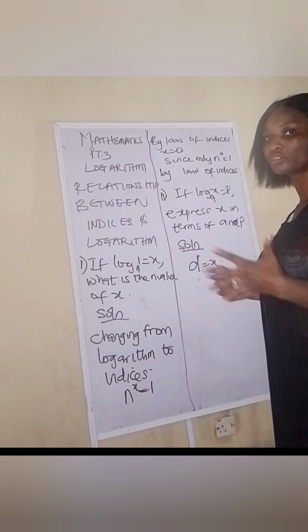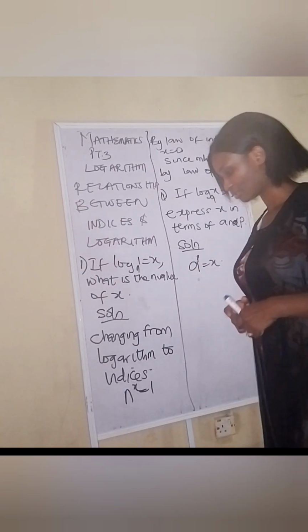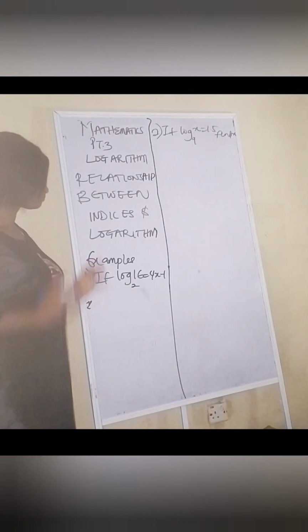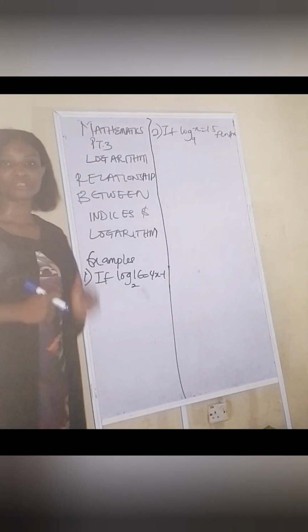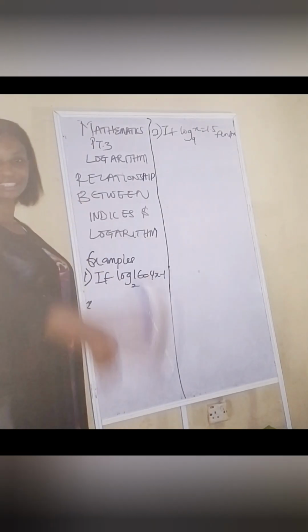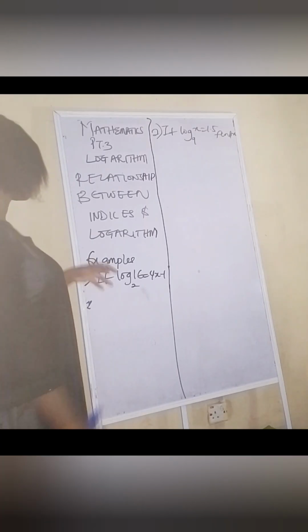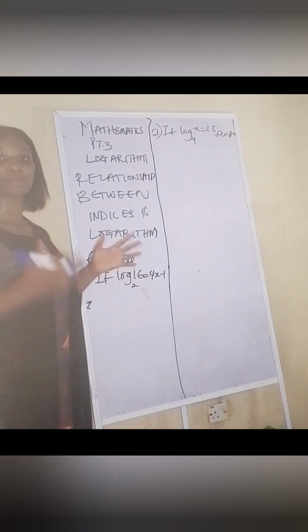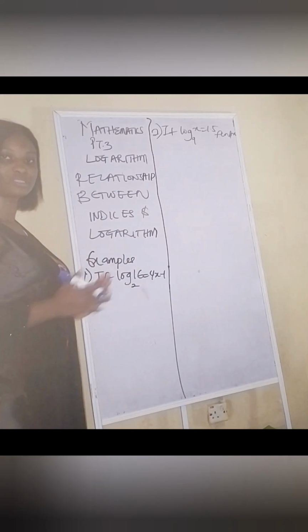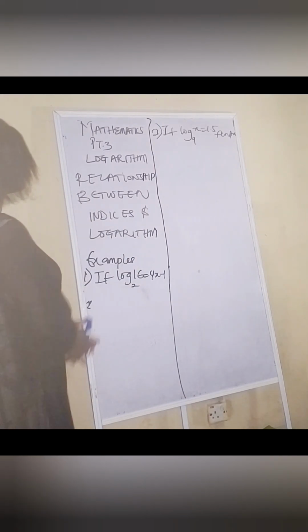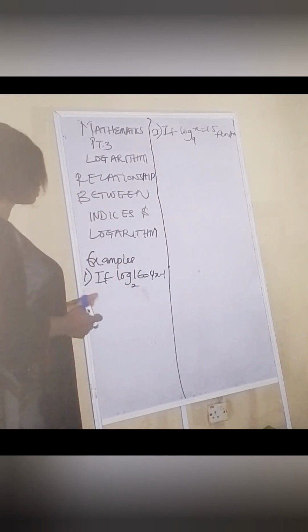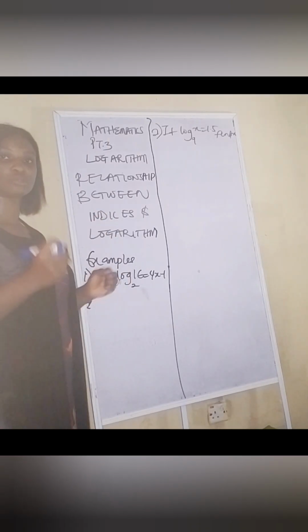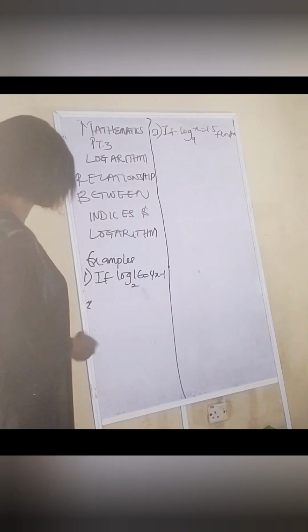Now let's quickly solve some examples. Let's smash this question. It says if log 16 base 2 equals 4x minus 1. We are going to move the log. That's why I said relationship between indices and logarithms. We are going to move the log and turn it to indices. Alright, let's do that now.